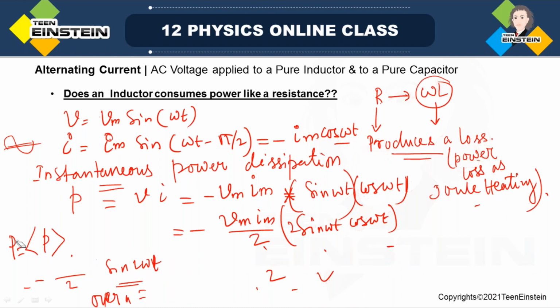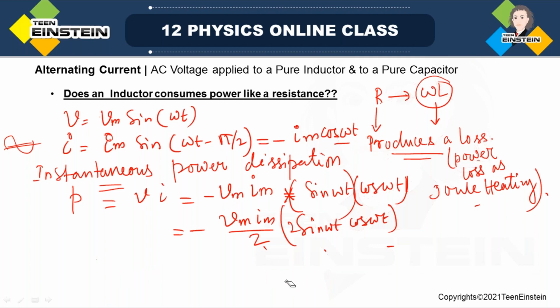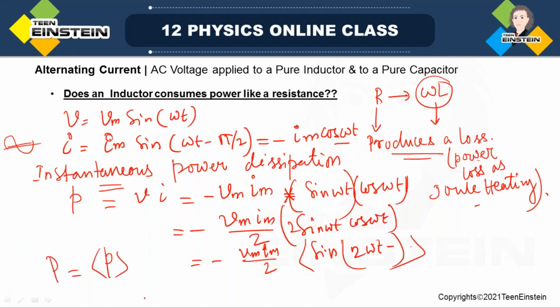So we get that the average power in the inductive circuit is 0. Because if you take the average of this quantity, Vm Im by 2 sine of 2 omega t, to get the total or average power of the circuit, this average will be 0 over a full cycle. So ultimately, average power is 0.